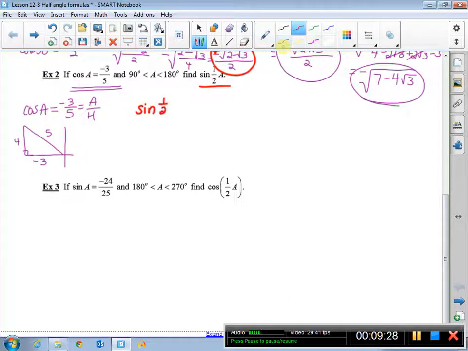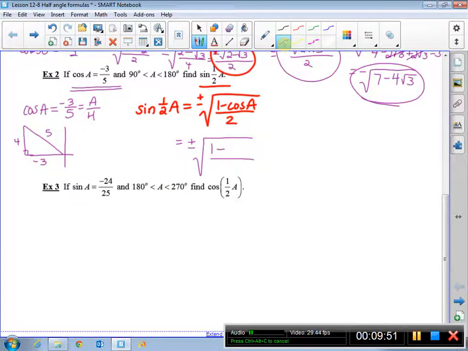And so really the first thing we should do is write our formula down to see what we need to plug in. So the sine of half A is going to be positive or negative, we'll figure that out in a minute, of the square root of 1 minus something over 2. So this question's different because I don't know angle A, but I do know the cosine of A. It's negative 3/5. So what I'm actually substituting in is negative 3/5. So let's do our algebra. We'll save the positive and negative to the end.